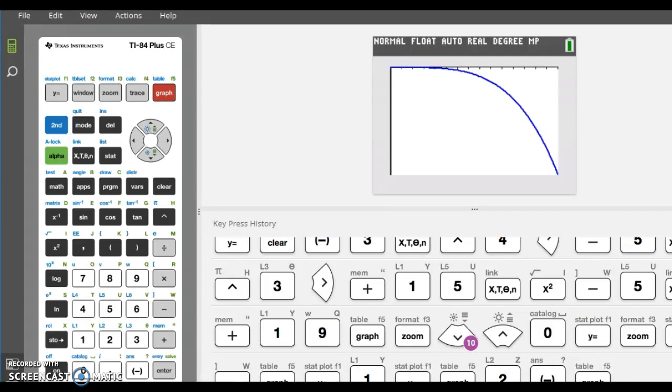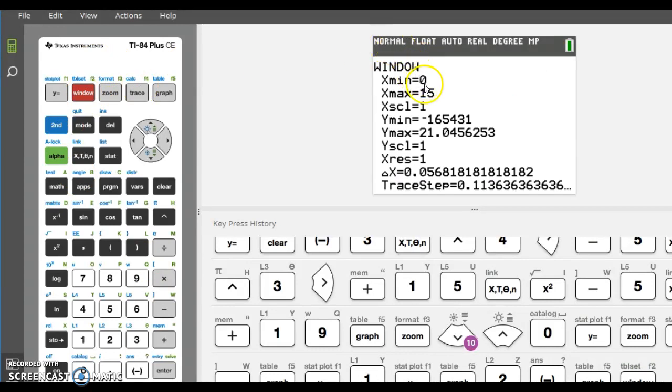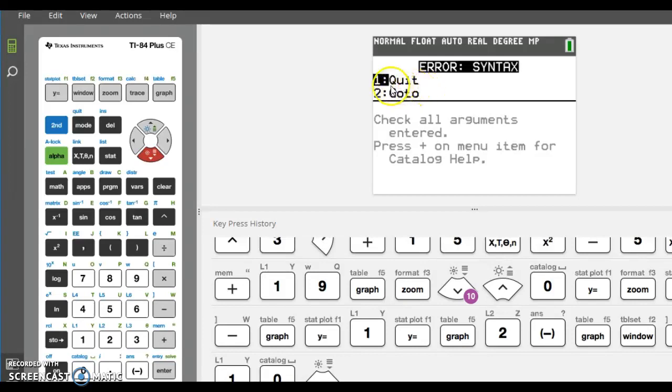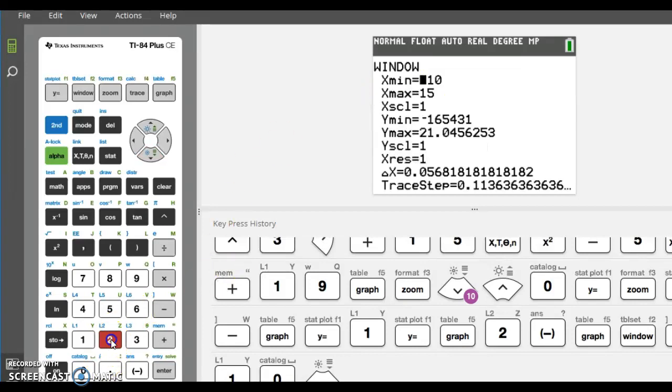Okay, so this isn't really working for me, so what I'm going to do, I'm going to now go into my window and figure out, what does it even say? 0 to 15. Well, I think that I'm going to have a 0 on the other side. So I'm just going to tweak it because, well, life needs tweaking sometimes. What did I do? I did the minus. Okay. And then I'm going to go to 10 and we'll see what that will look like. X scale of 1. All right. The Y minimum, negative that.